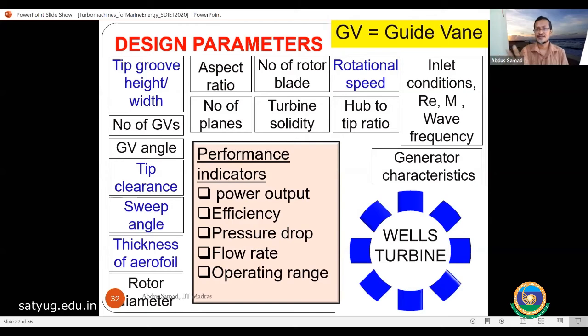I'll discuss details later. First, you see the different parameters, which parameter we can change so that we can change the objective functions. Tip groove height and width, aspect ratio, number of blades, rotational speed, inlet condition, generator characteristic, tip clearance, sweep angle, many parameters we can change. Performance indicators: power output, efficiency, pressure drop, flow rate, operating range. We can modify these and get different designs of turbines. So this is not one day's job or one student's job. If you ask me, I can create 1,000 turbine parameters.